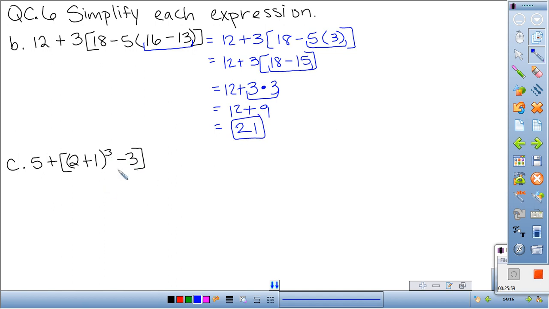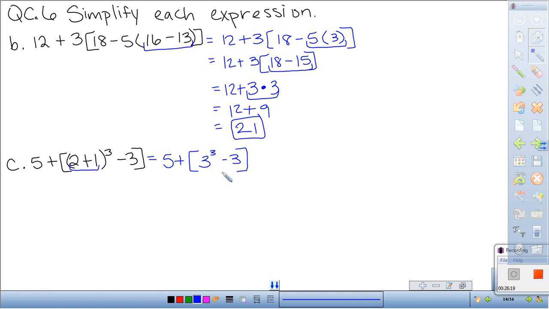All right, let's look at one more, and then we'll move on to the last example. Again, we want to go to the innermost first, so we want to start with these parentheses in here, 2 plus 1. Leave the rest alone, 5 plus the quantity, and then 2 plus 1 is 3, and it was 2 plus 1 cubed, so it's 3 cubed minus 3.